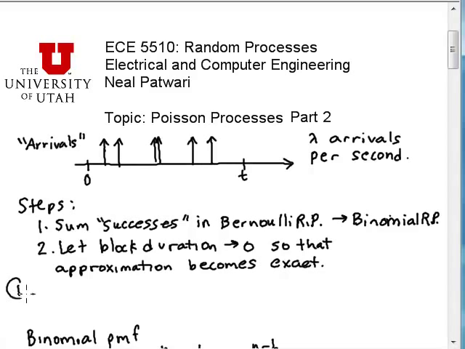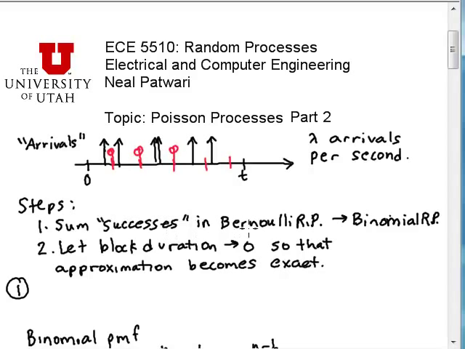Okay, so step 1. We're going to divide this time from 0 to t into blocks. Let's divide it into equal sized blocks. Here I've got 1, 2, 3, 4, 5, 6 blocks between 0 and t. What I'm going to do, in a Bernoulli process, is make it a 1 if there was an arrival in that time window. So here, the first block, there was an arrival. Second block, an arrival. Third block, there were 2 arrivals.